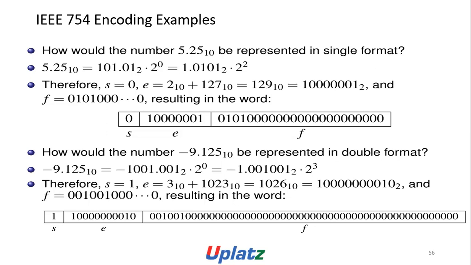And F is equal to 0010010000, resulting in the word: S is equal to 1, E is equal to 10000000010, F is equal to 001001 followed by zeros.